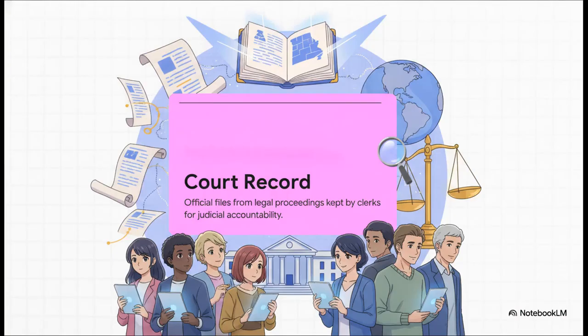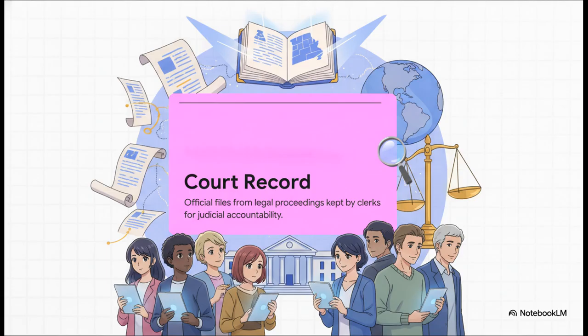So what exactly is a court record? Simply put, it's an official document or file created during a legal proceeding. We're talking about schedules, judgments, filed motions, the whole shebang. And courts are actually mandated by laws like the Missouri Sunshine Law, the Massachusetts Public Records Law, and the Oregon Public Records Law to keep these files open to the public. Why? It's all about judicial accountability.